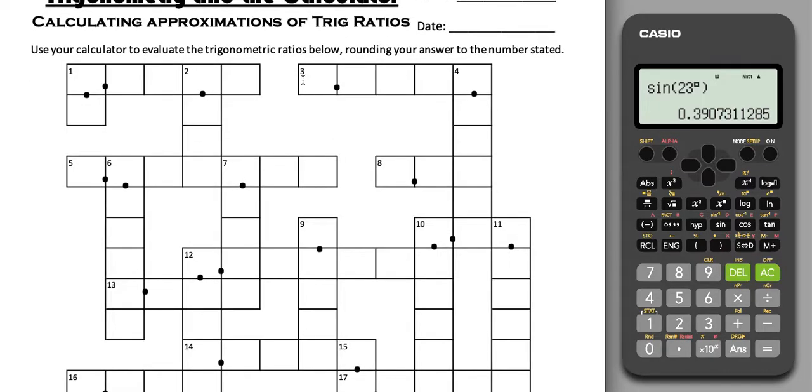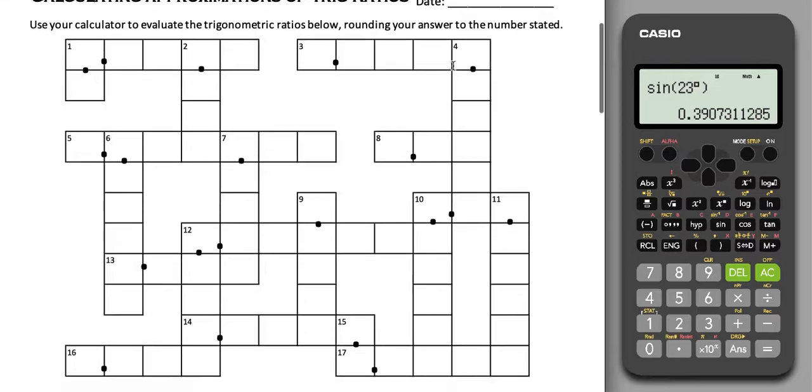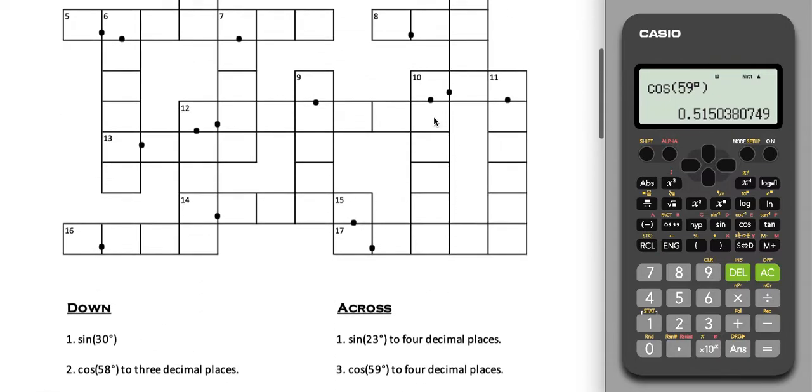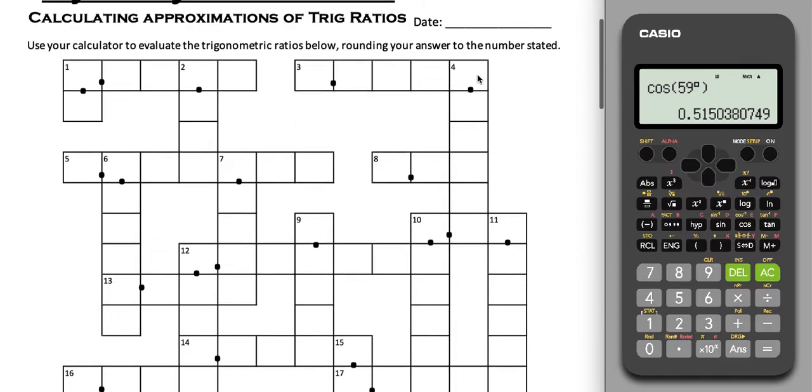If I look at 3 across, I'll have cos 59. So in that case, I'll type cos 59 degrees, close brackets, and then that rounded to 4 decimal places, 0.5150 would be what I write into the grid above here.